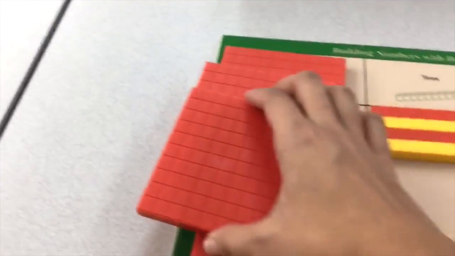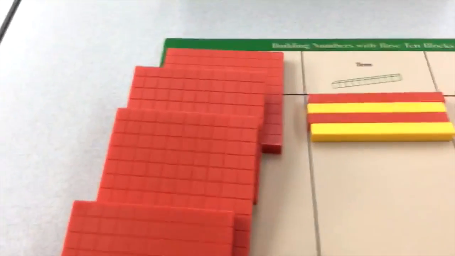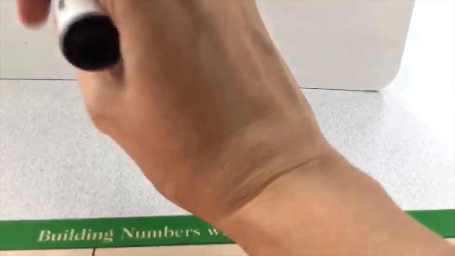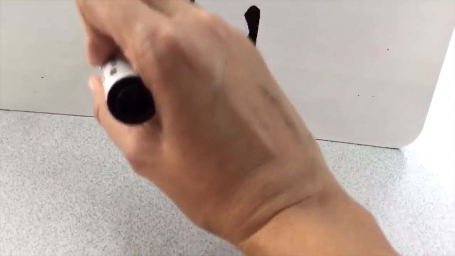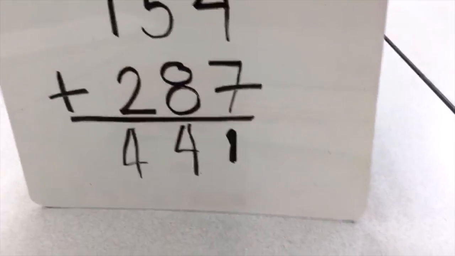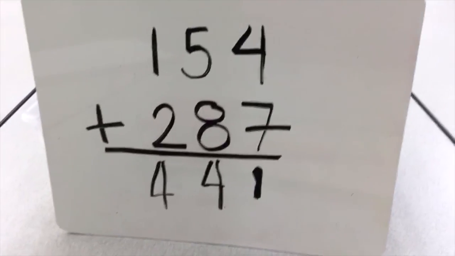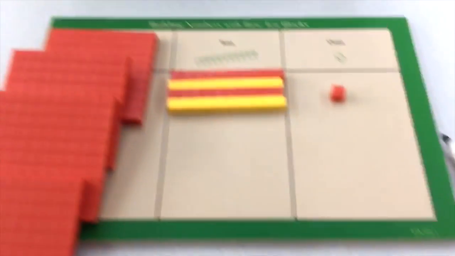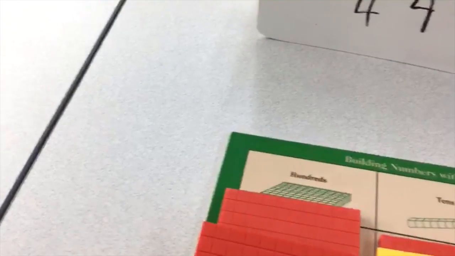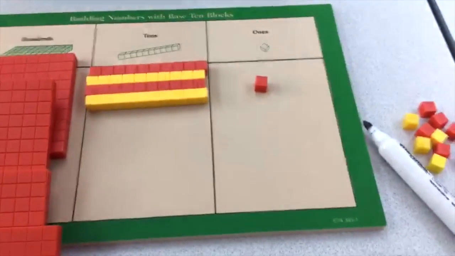Now all we have to do is count the hundreds that we have. We have 1, 2, 3, 4. So in the hundreds place, we can write 4. So we can see in the problem that we have 441. And we can look at our mat to see if we are correct. And we do have 441.